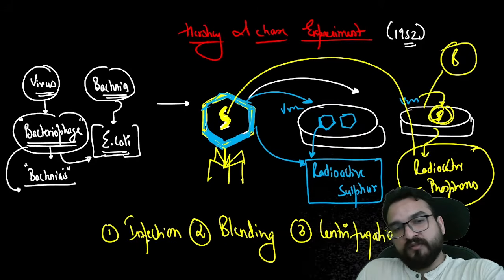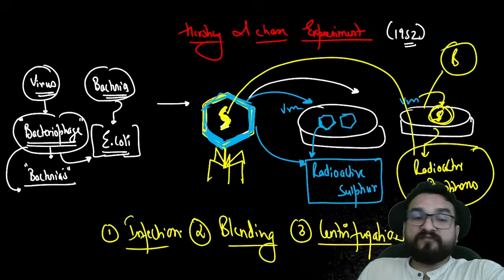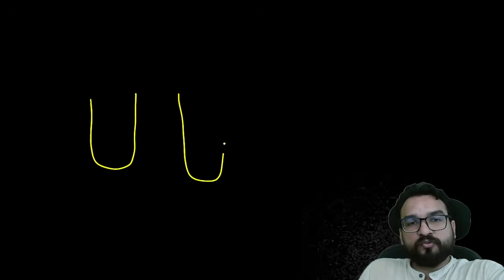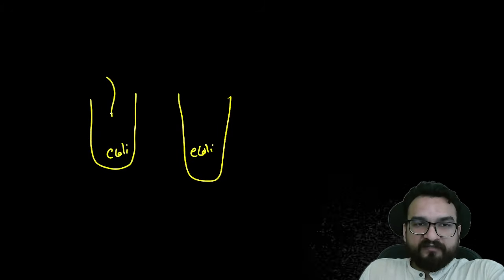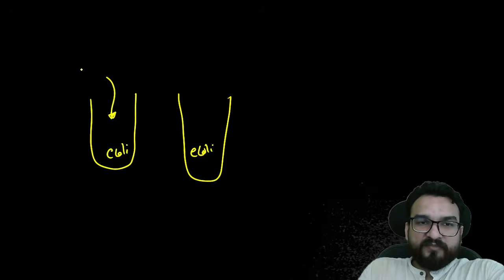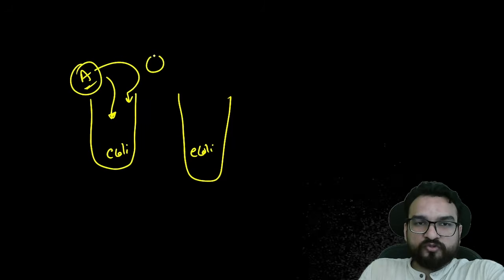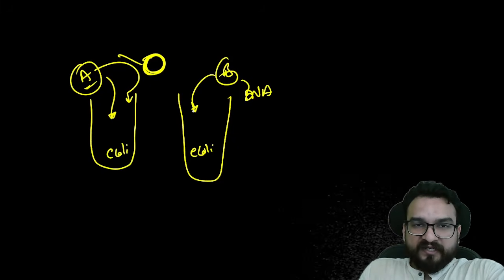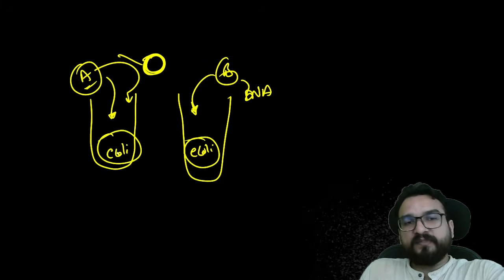Centrifugation means what will be happening in the first case, guys? Try to understand over here. In the first case, they will basically be infecting. Suppose these are the two test tubes. E. coli is present over here, and E. coli is present over here. They will be injecting or infecting this particular E. coli with the A type of culture, whose protein coat was radioactive, and the B type, whose DNA was radioactive, right?